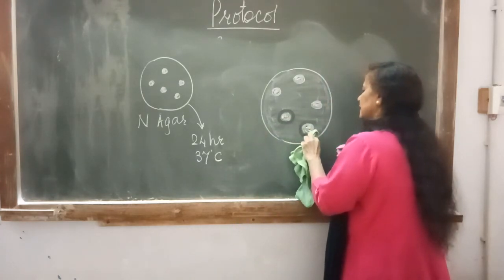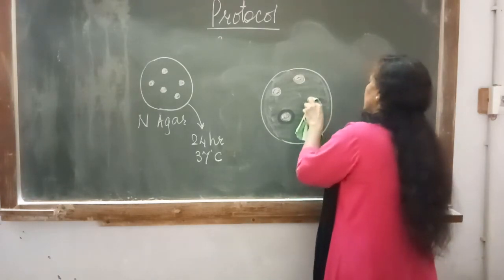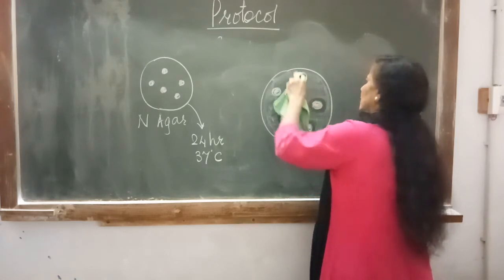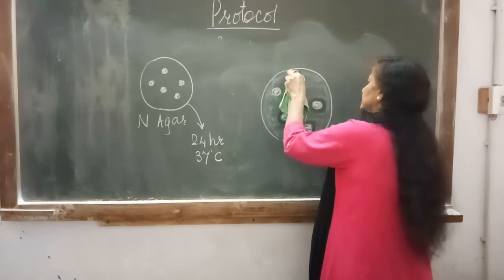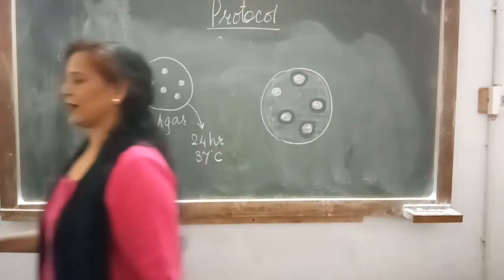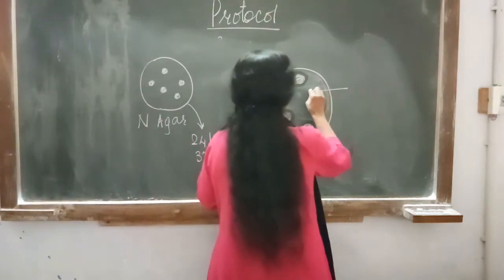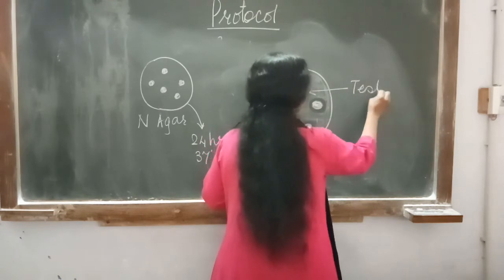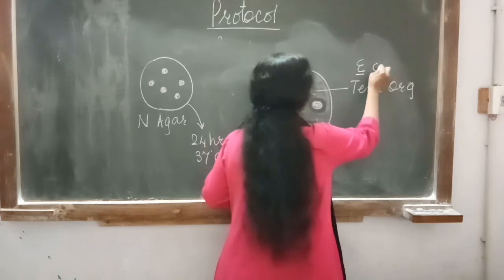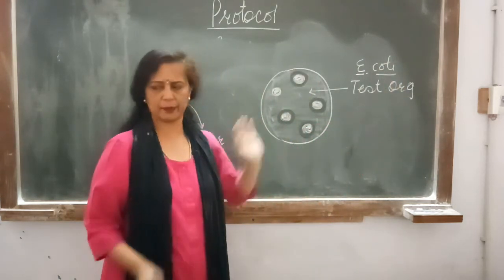This will be our next day observation. Clear cut zone on the peripheral region of the colony. Like this. Okay? So now are you clear with this result now? This is our test organism, that is Escherichia coli. It has produced the lawn. Okay? It has grown in the entire petri dish.